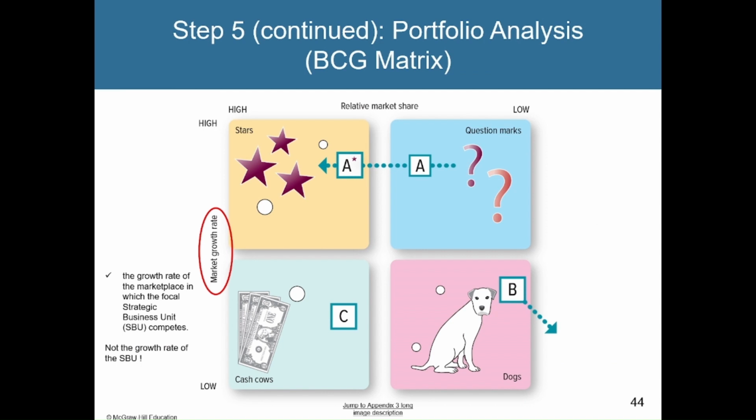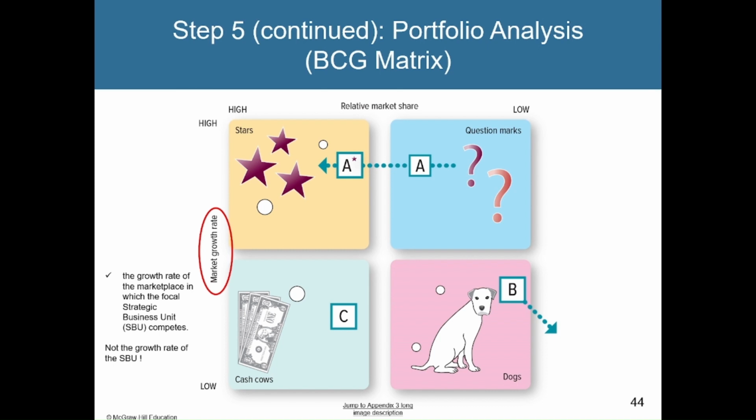On the vertical axis, the factor is market growth rate. I want to point out that the growth rate here is not the growth rate of your strategic business unit. It is not what you are doing right now. It is the growth rate of the marketplace in which the focal strategic business unit competes. So for example, it's easy for you to find out the growth rate for Nike shoes. Let's say it's 8% last year.